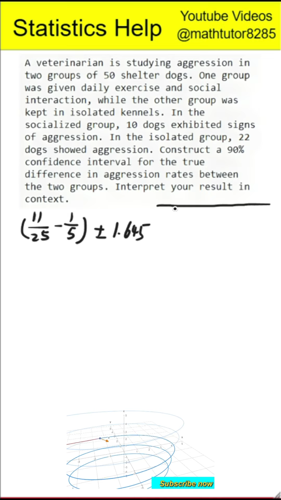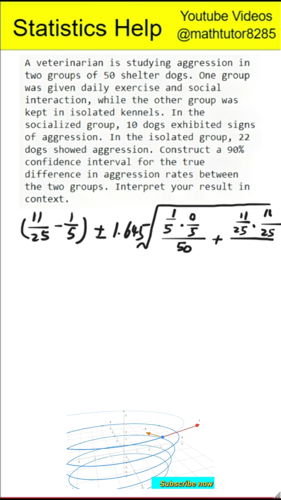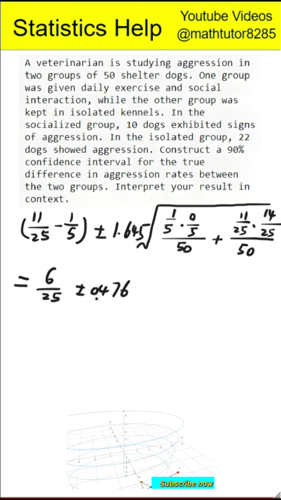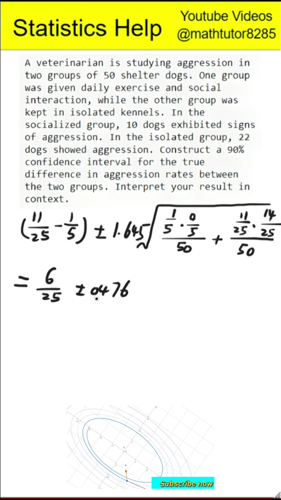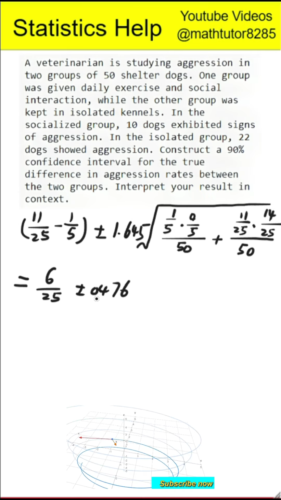Next, we calculate the margin of error. The formula involves the square root of two parts added together. The first part is 1/5 times 4/5 divided by 50. The second part is 11/25 times 14/25, also divided by 50. When we compute both parts and add them up, we get a value that is approximately 0.0837. Taking the square root of this gives approximately 0.289. Multiplying by the z value of 1.645 gives a margin of error of about 0.476. Now take the difference in proportions, which was 6/25, or 0.24, and add and subtract the margin of error.